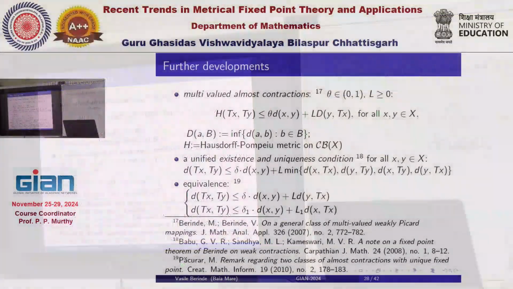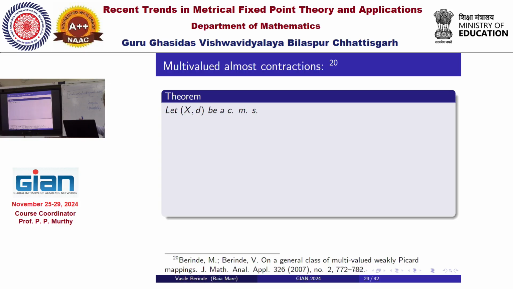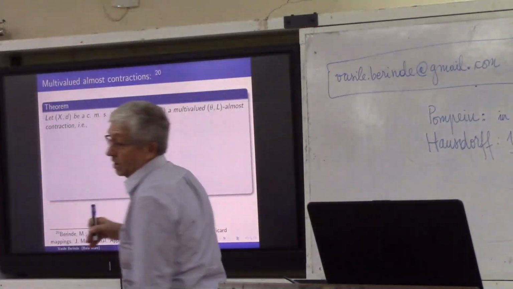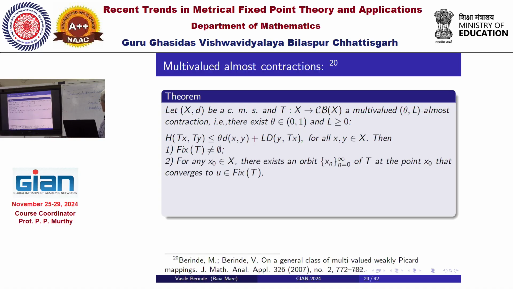So this is the multi-valued case I considered together with them. And here is the paper in 2007, and we can read together the theorem. The theorem is a very general one, but not the most general. So we have a complete metric space, T is a multi-valued delta-L almost contraction in the sense I mentioned. This means there exist theta less than 1 and L non-negative, such that we have this condition. And then we have existence, not uniqueness, and an approximation result regarding the approximation of fixed points by an orbit.